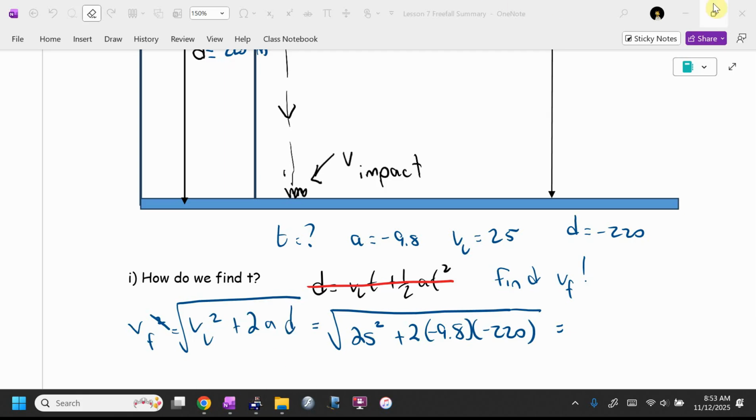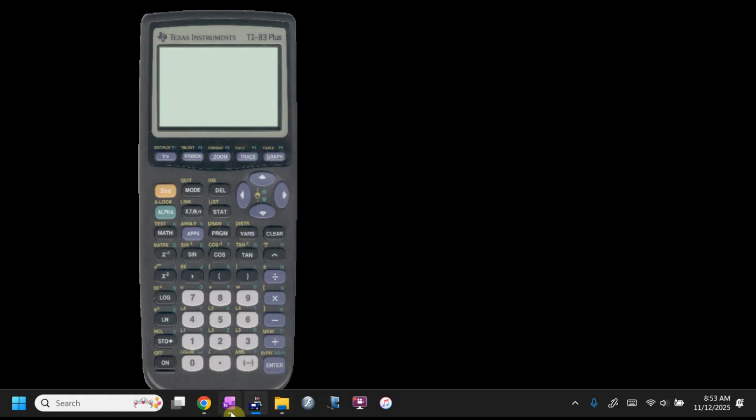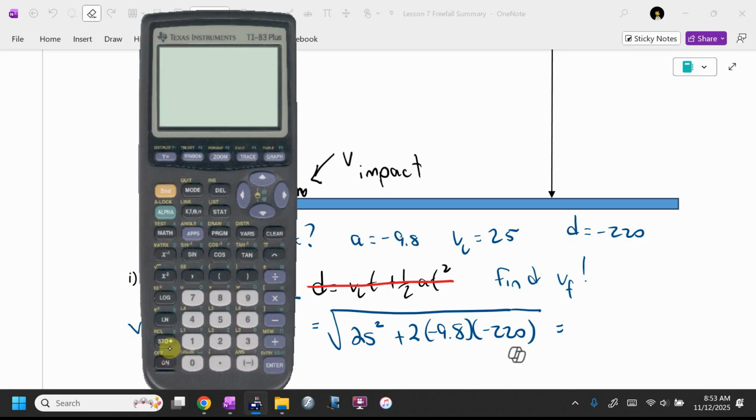Oh, this is a problem. I got 2 of these open. Exit without saving state. Okay, let's try that again. You can do it in one step if you put the square root in brackets. If you have the fancy schmancy fraction button, you do a little indented square root anyways. Or you can type what's inside the square root, hit equals, and then go square root answer button, whichever you're more comfortable with. Roberto, let me know what you got.